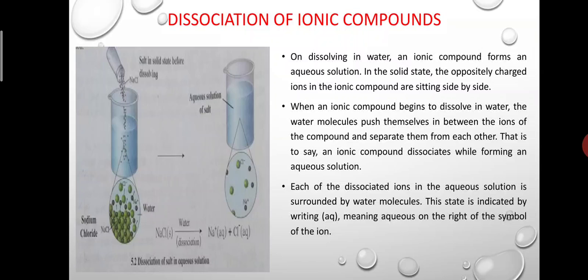Each of the dissociated ions in the aqueous solution is surrounded by water molecules. This state is indicated by writing aq, meaning aqueous, on the right of the symbol of the ion.